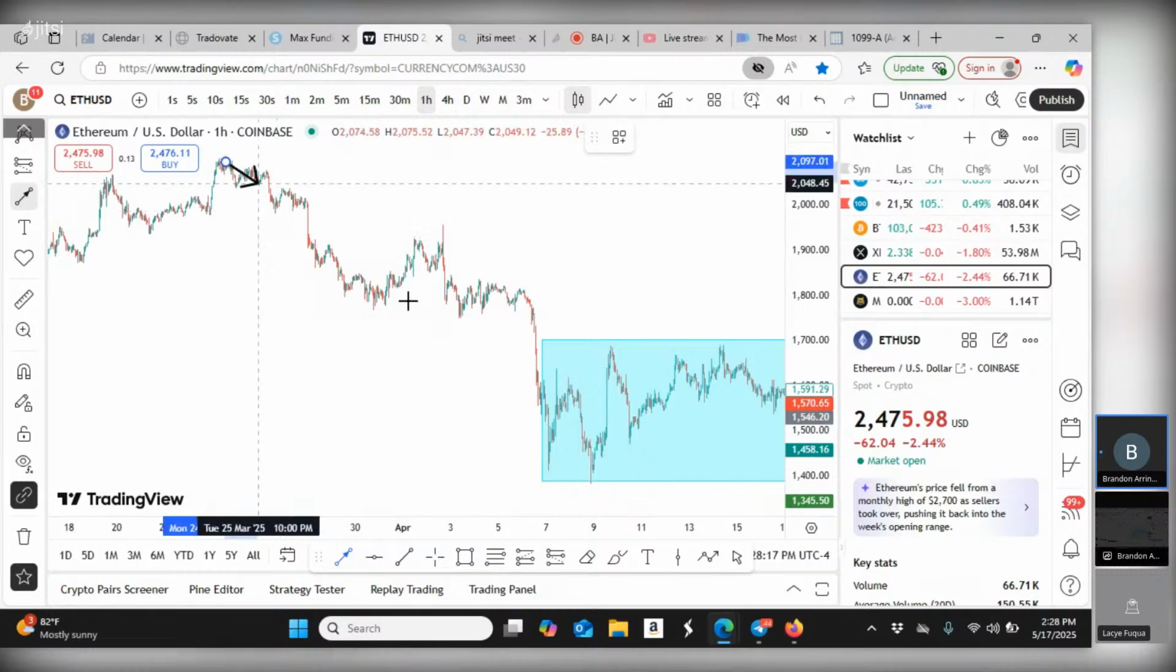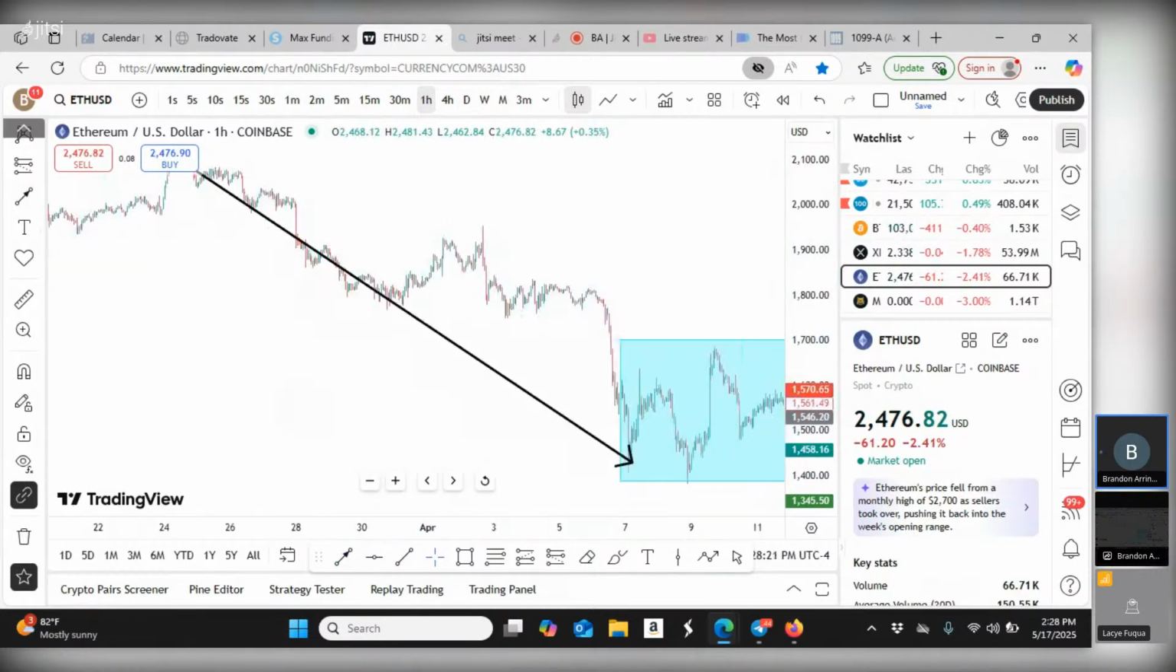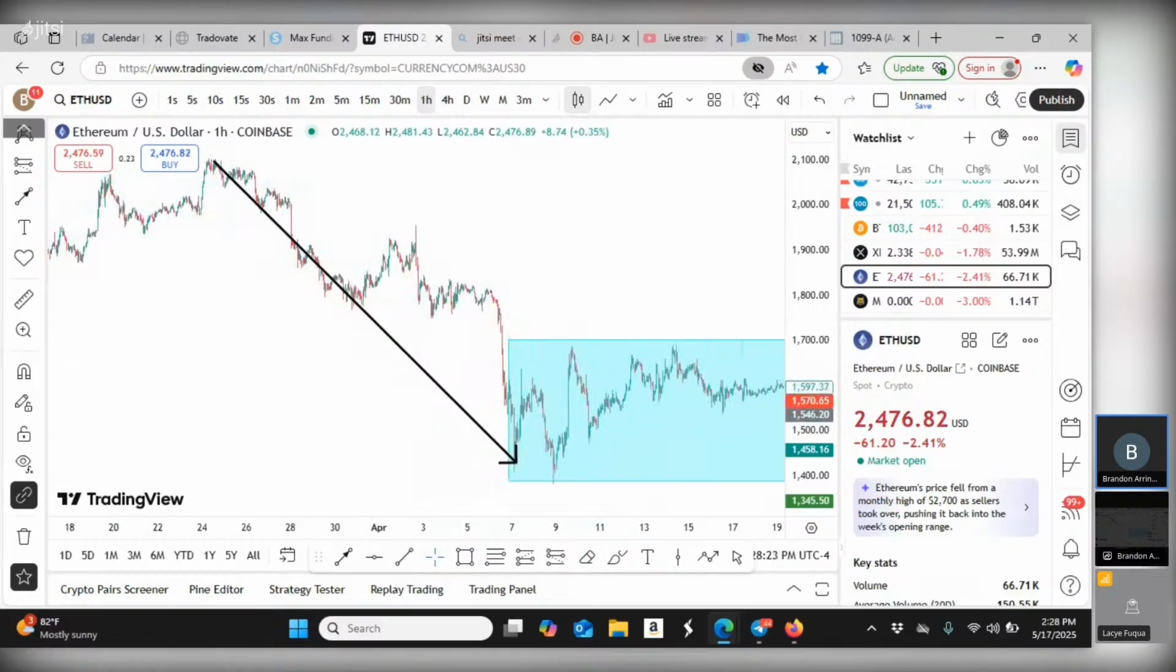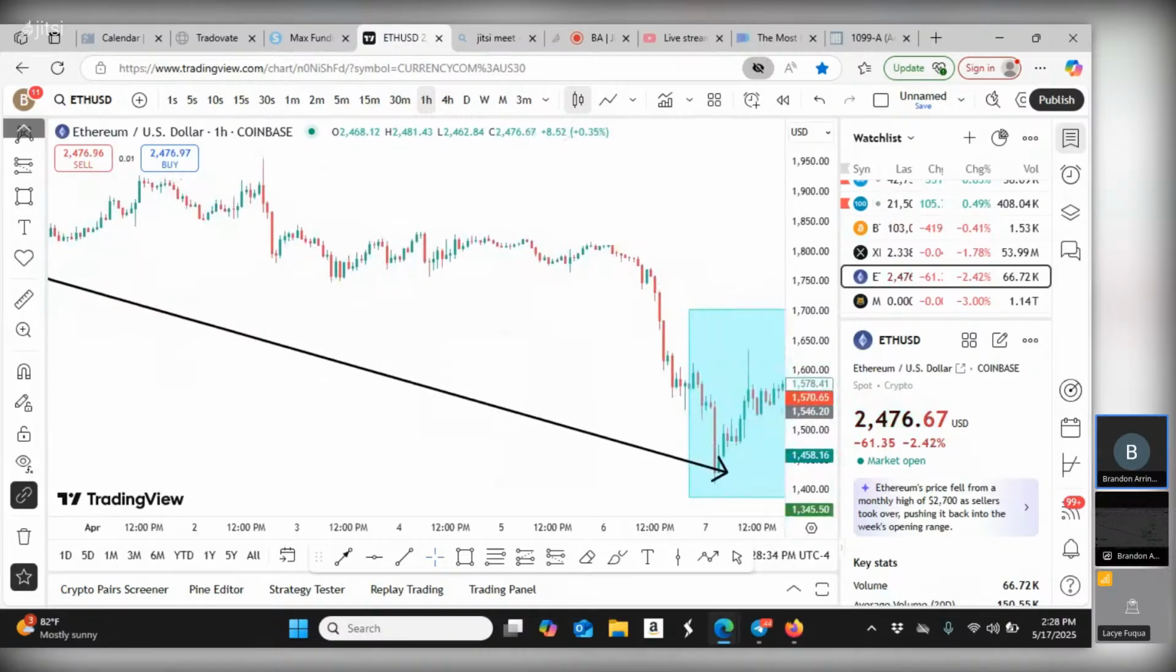From a strong decline like this, you know, you see where it came from. Like it was expensive. From a strong decline like that, price is going to eventually accumulate. What I mean by that is it's building back up for that big move.